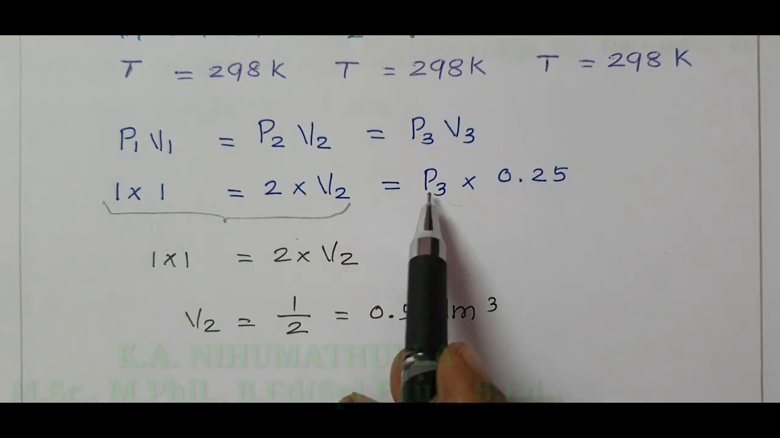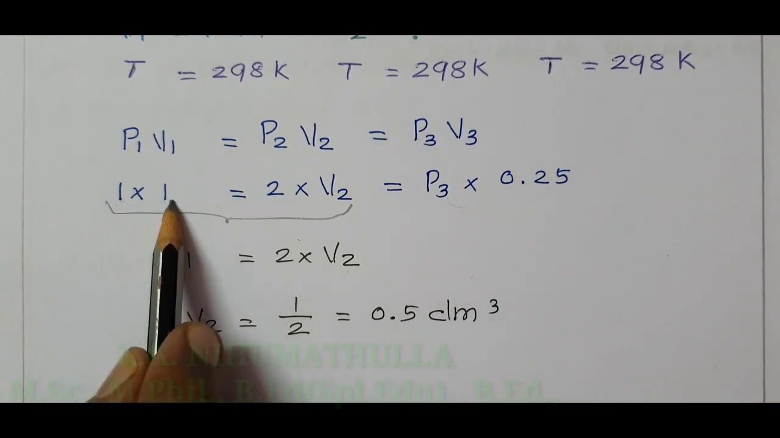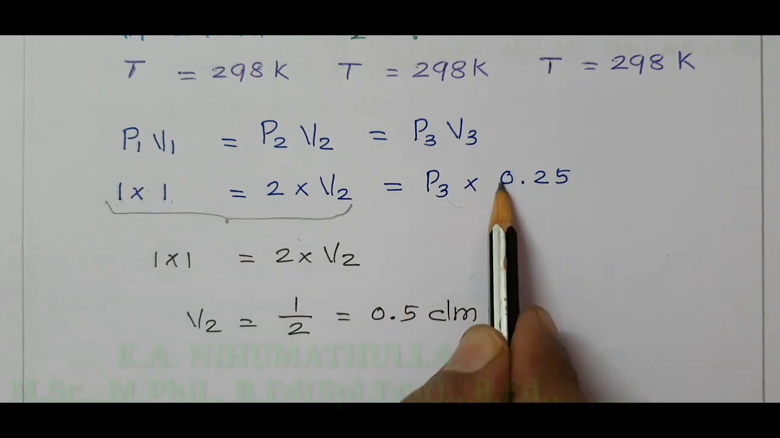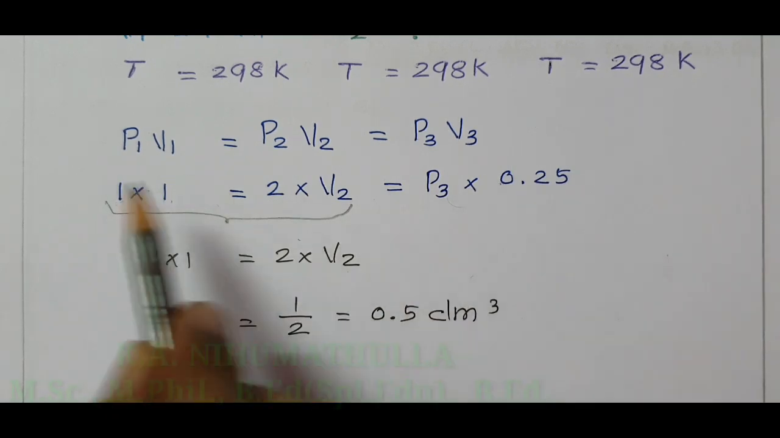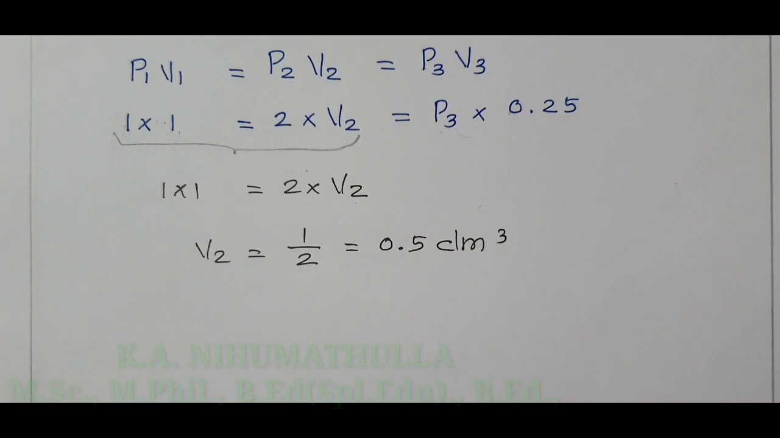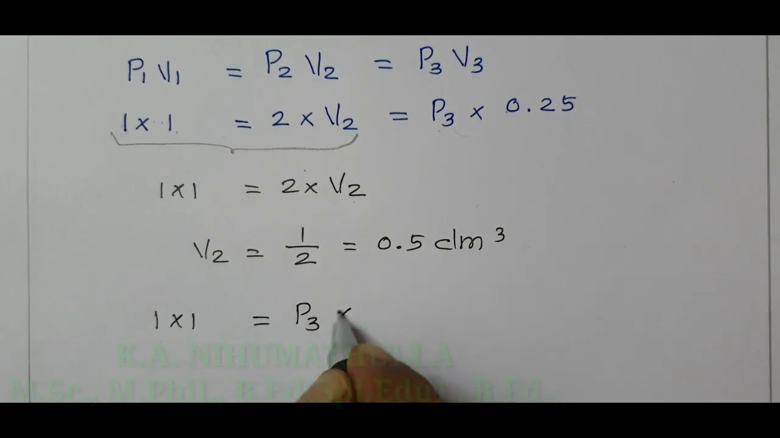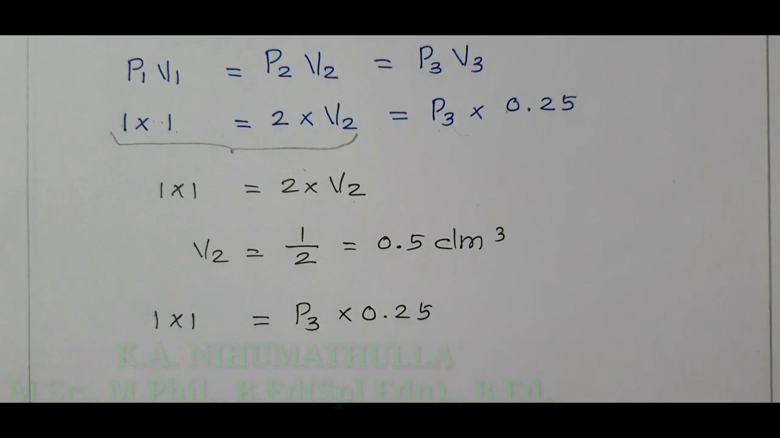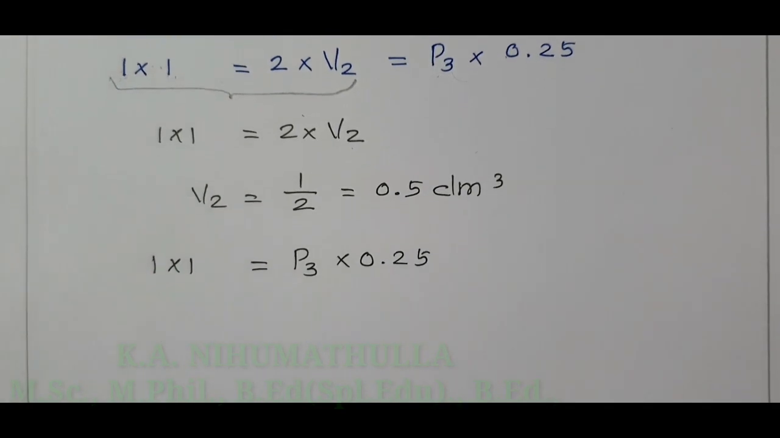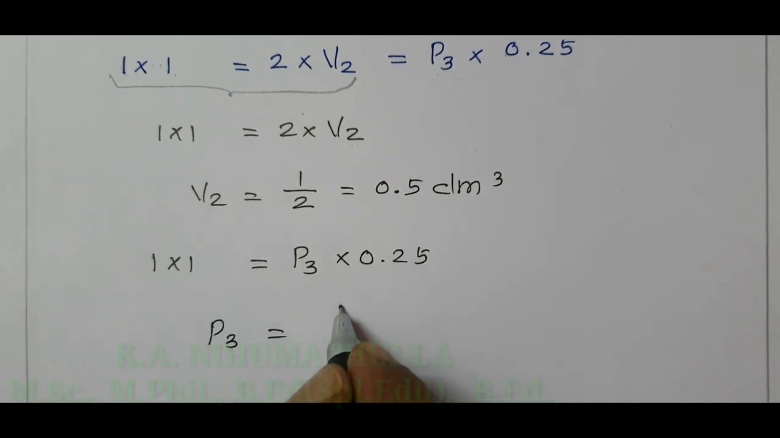We are going to calculate the P3 value. Now what are the known values? This is the known value given in our problem. You have to equate this value and this value. These 2 values are known. Now we are going to calculate P3. This value and this value we have to equate. Now, 1 and 1 equal to P3 and 0.25. 1 into 1 equal to 1. So, P3 is equal to, bring the 0.25 to the left hand side, 1 by 0.25.